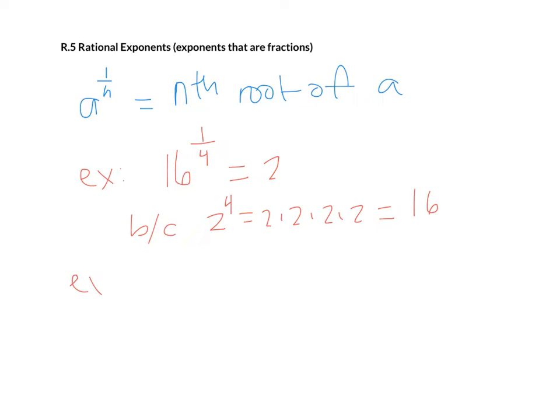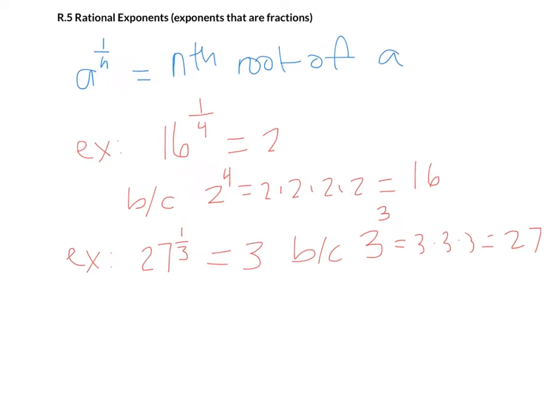All right, another example. Let's take 27 to the 1/3. Well, that's equal to 3 because 3 to the third power, or 3 cubed, or 3 times 3 times 3 equals 27. So that's an exponent that is just 1 over some number n, some integer n.